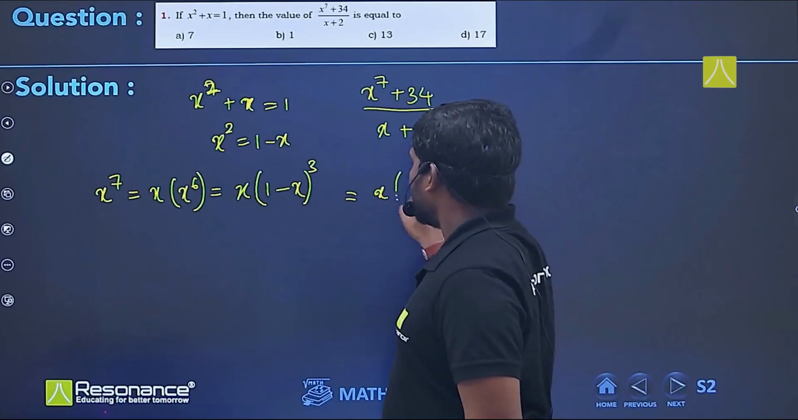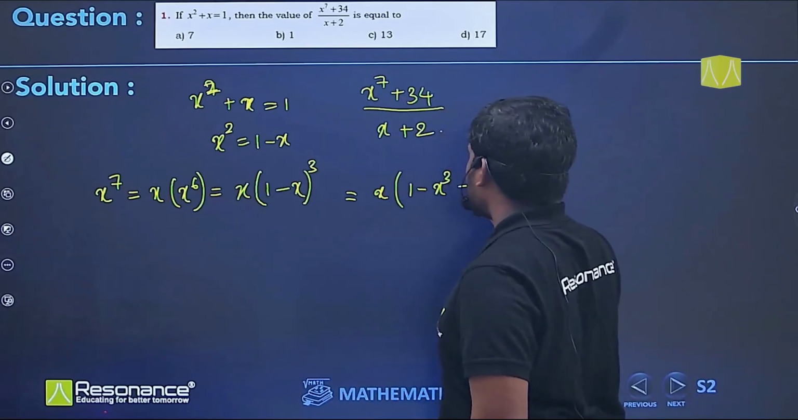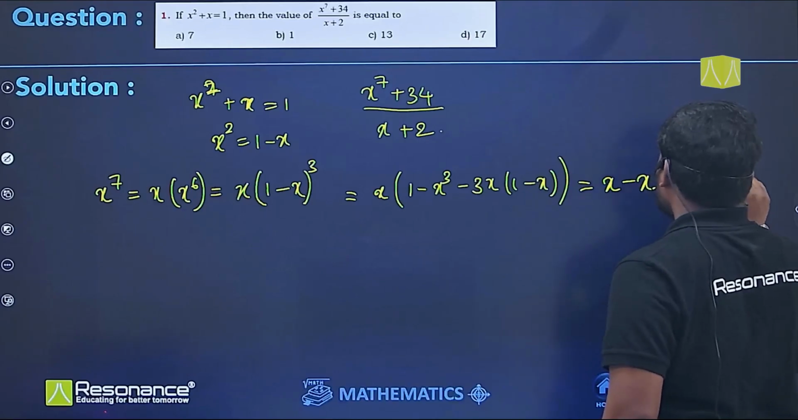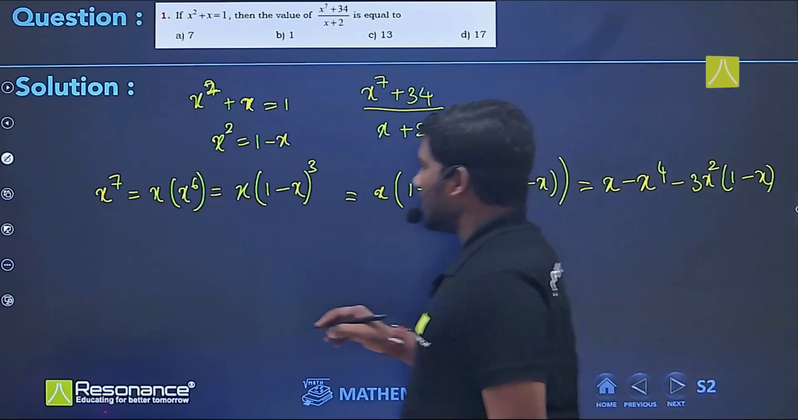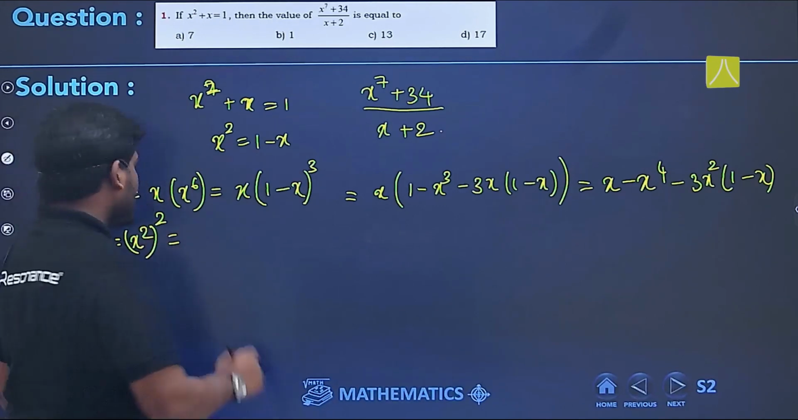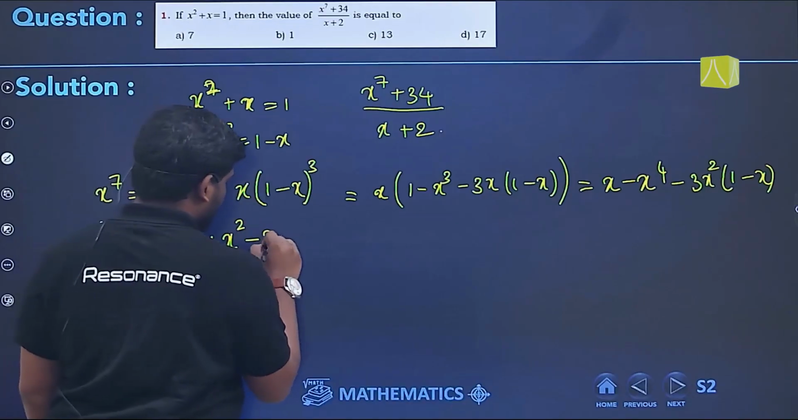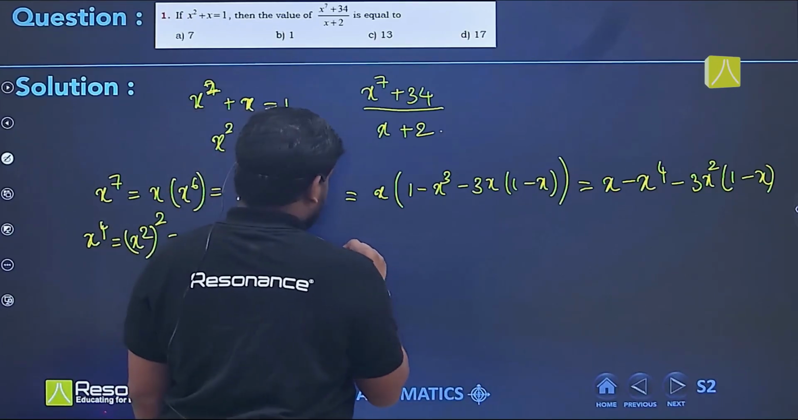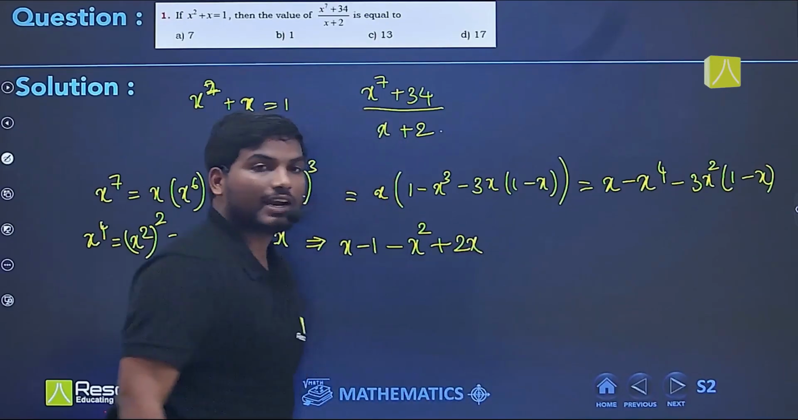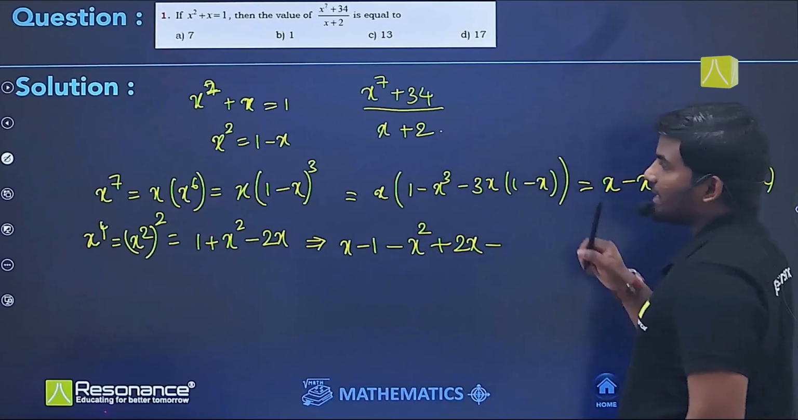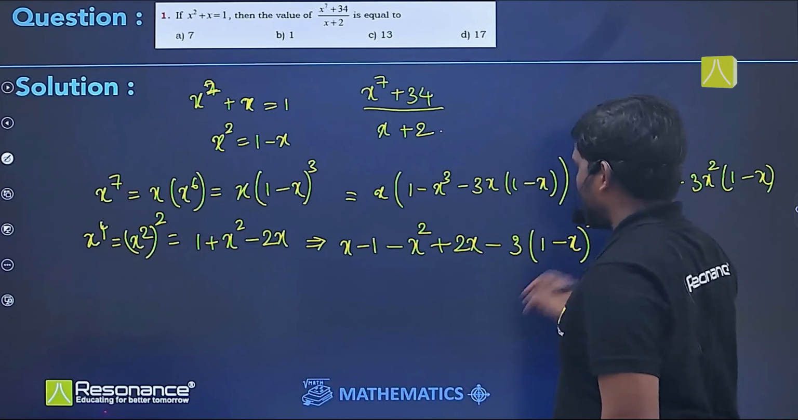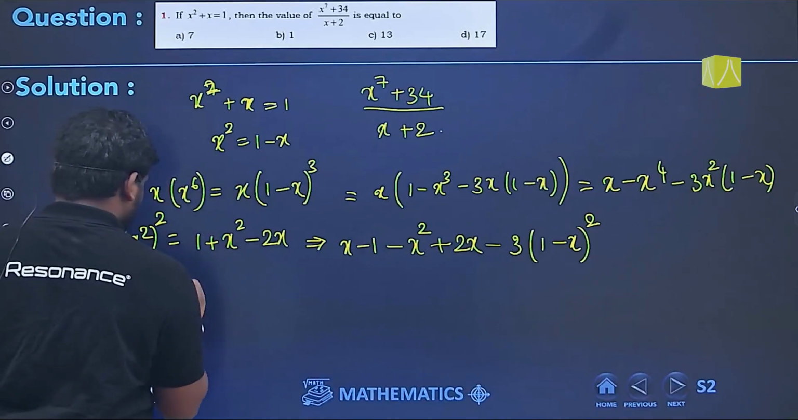We'll expand this. X into 1 minus x cube minus 3x into 1 minus x. Now this is x minus x power 4 minus 3x square into 1 minus x. Now again, x power 4 is x square whole square. Alright, now this is going to be 1 minus x whole square, so 1 plus x square minus 2x. This implies our product is x minus 1 minus x square plus 2x, alright, plus 2x minus x square is again 1 minus x, right? Now this is minus 3 into 1 minus x whole square, which is, again we have to replace x square with 1 minus x.